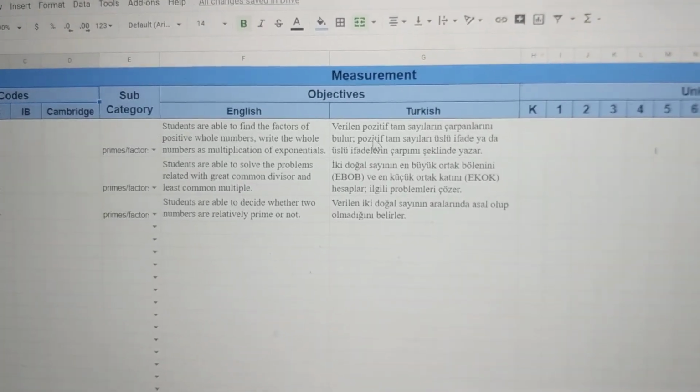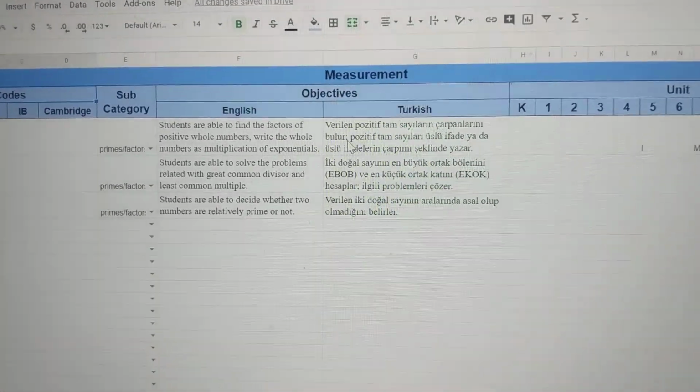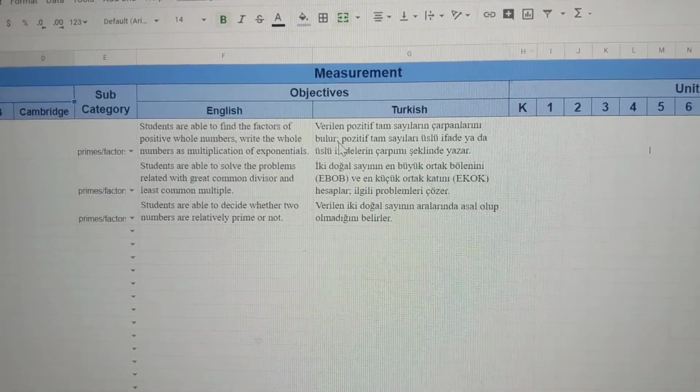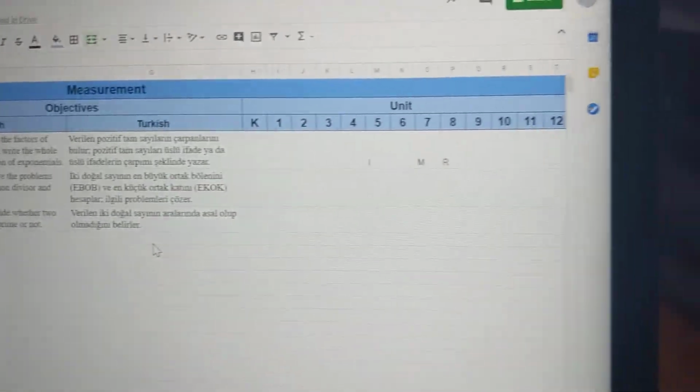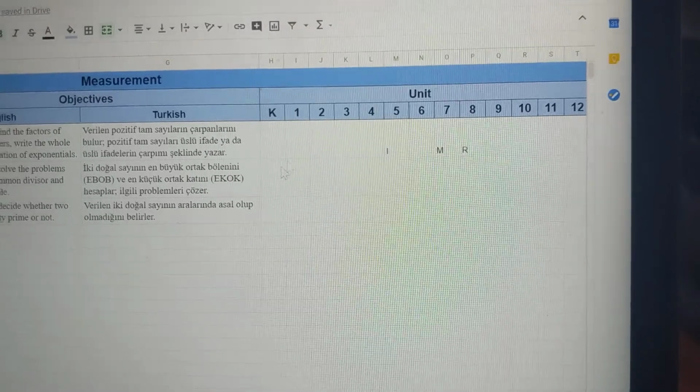Then I have the English and Turkish side by side so that a teacher, no matter what language they're speaking, can use the document. And then this part I'm not sure about. I really need some advice here.